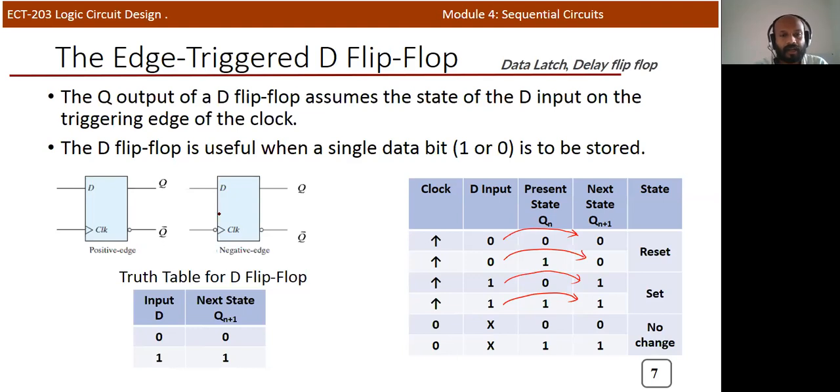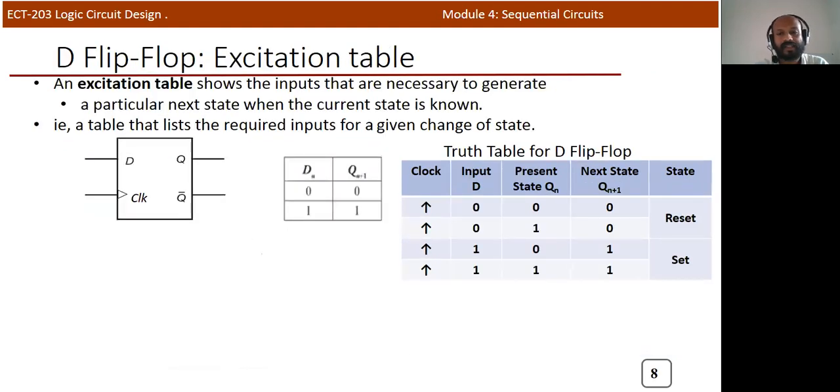Similarly, the second flip flop is a falling edge triggered flip flop. Instead of this rising edge clock, we need to indicate the falling edge clock. That's the only difference in this particular truth table if it's a falling edge triggered D flip flop. Now we'll discuss another concept known as the excitation table.